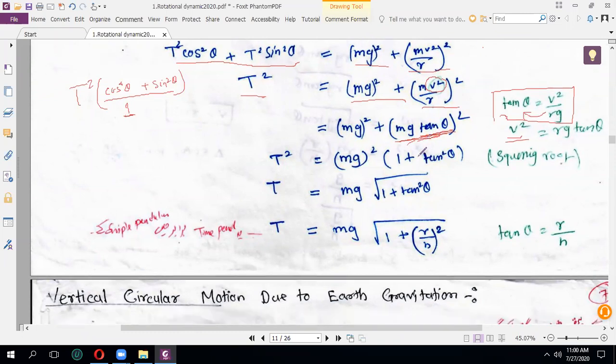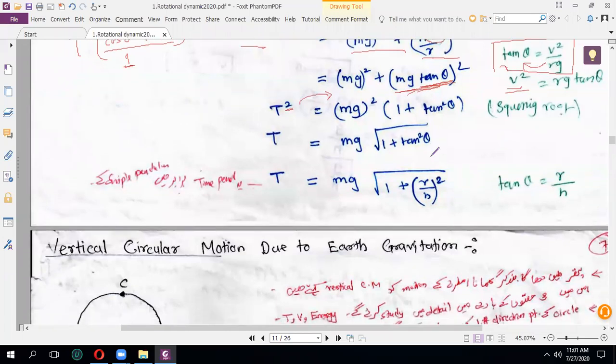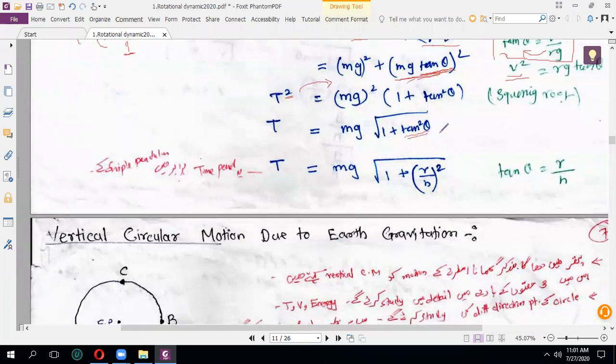Okay. So in both places mg is common. Correct? We take mg common square. In this place we have 1 plus, and in this place tan square theta. Now what do we do next? Take this square on the right hand side. So square and square cancel, mg remains, and we take the square root of 1 plus tan square theta. Next, we know the formula of tan square theta is r upon h. We already used this formula. So we are replacing tan square theta by r upon h whole square.